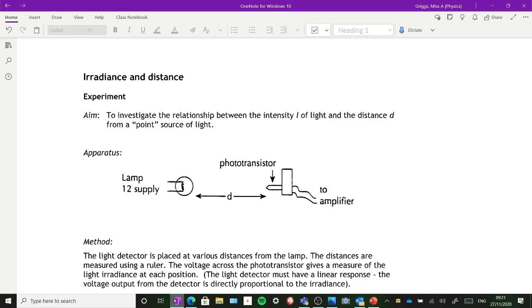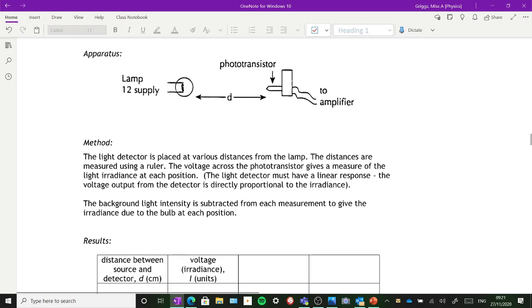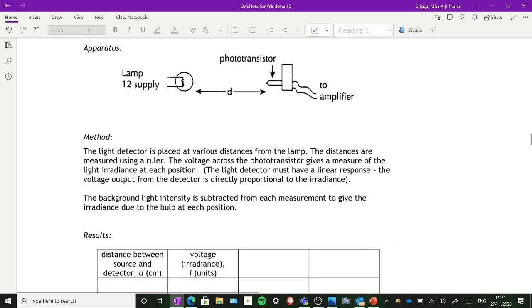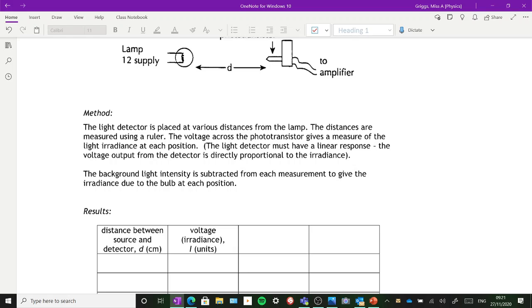So if we go back to our notes, we're going to investigate the relationship between the intensity, I, of light. See, it's already been called intensity instead of irradiance. They're both the same thing. And the distance from a point source of light. So there's our lamp, distance away, and a phototransistor. We're going to move that phototransistor, start off at about 20 centimeters and move it further and further back in equal increments, which will help you when you're plotting a graph, and measure the light intensity in volts.